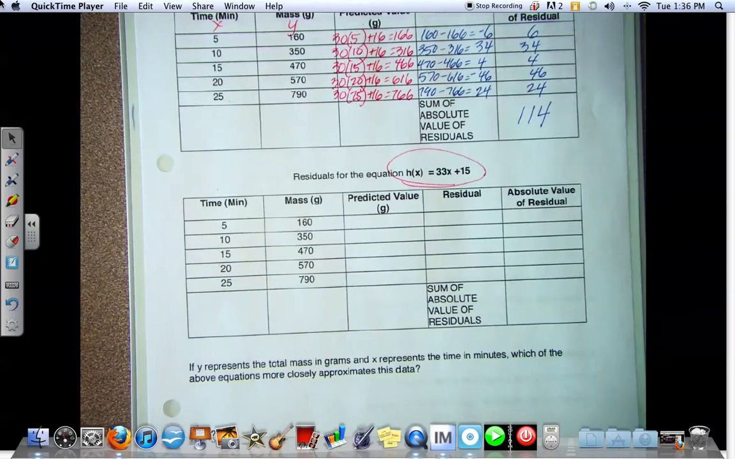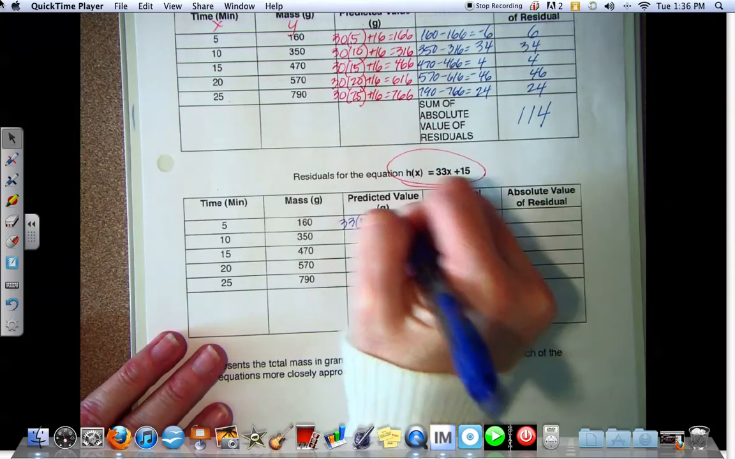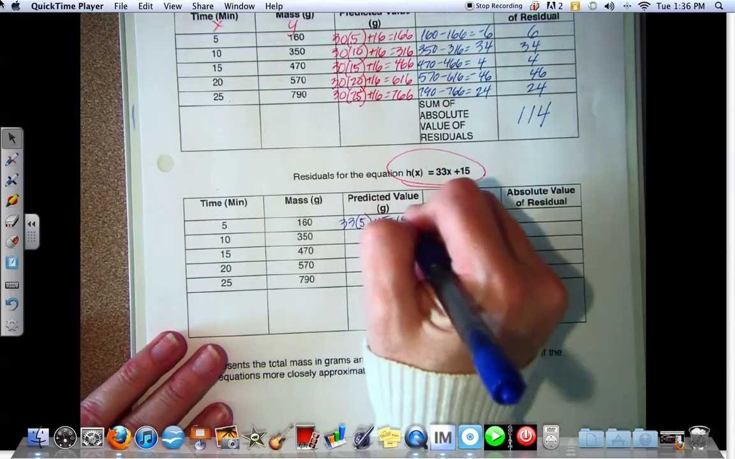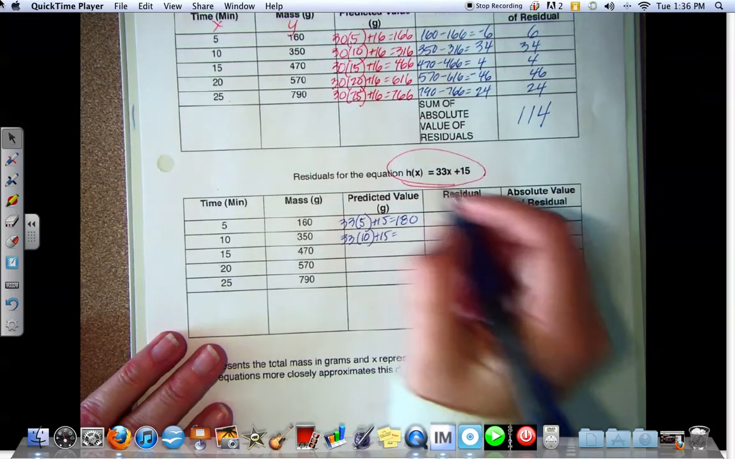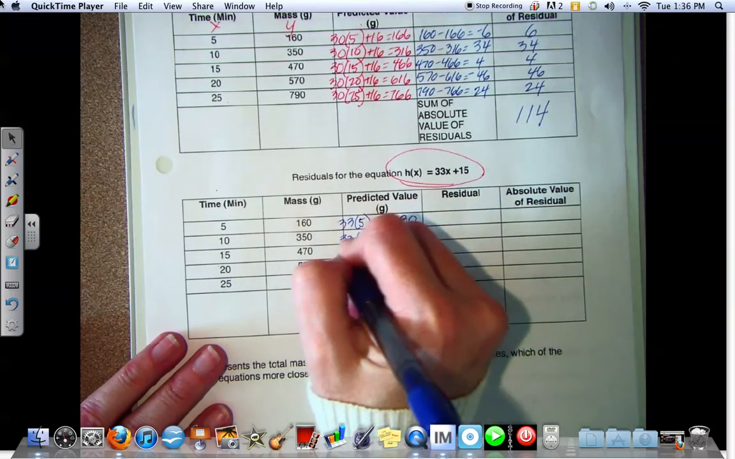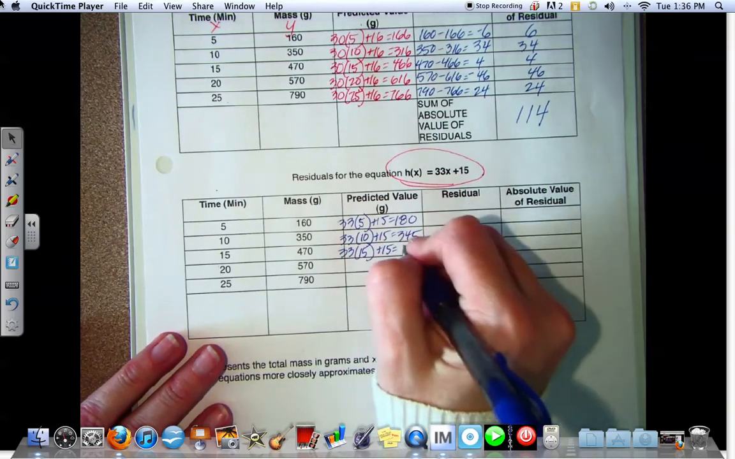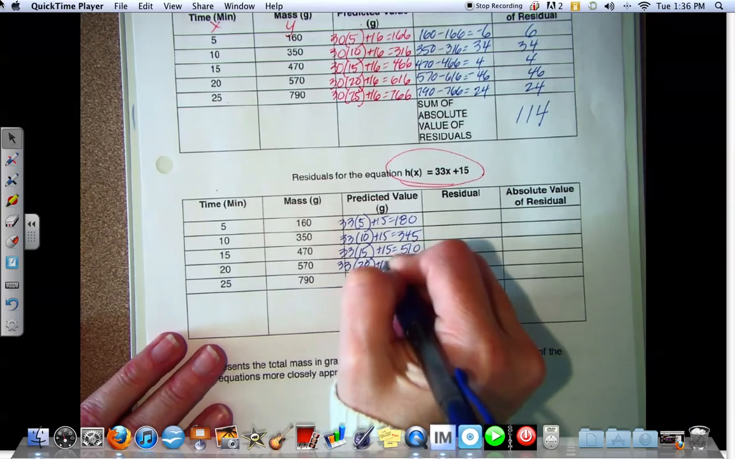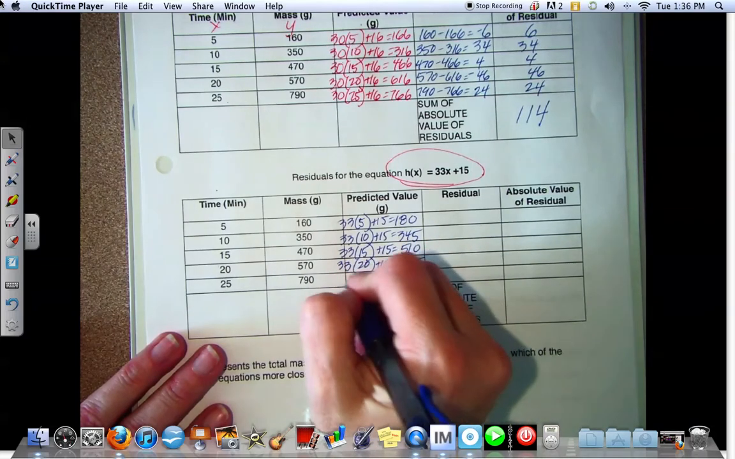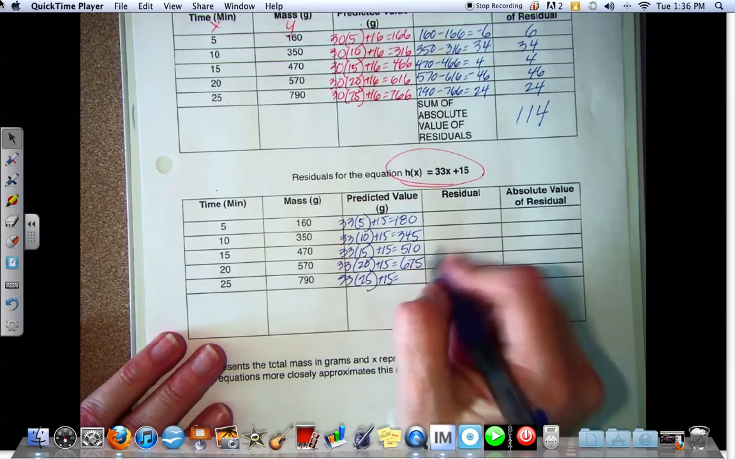So what am I going to do with this? 33 times 5 plus 15. Very good. 33 times 5 plus 15 gives us 180. 33 times 10 plus 15. 345. 33 times 15 plus 15. 510. 33 times 20 plus 15. 675. And 33 times 25 plus 15. 840. Okay.